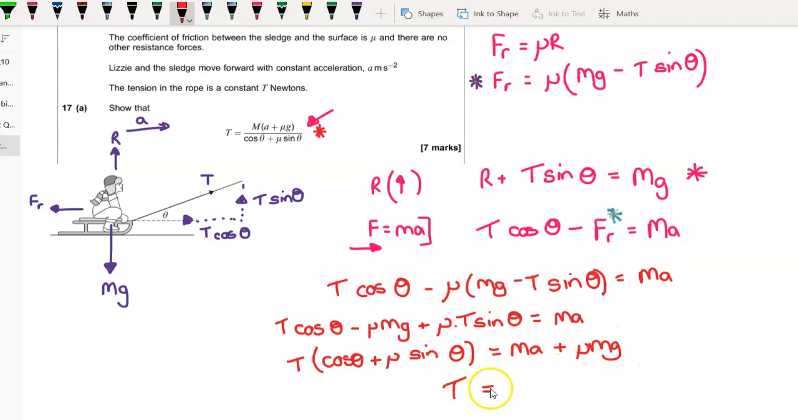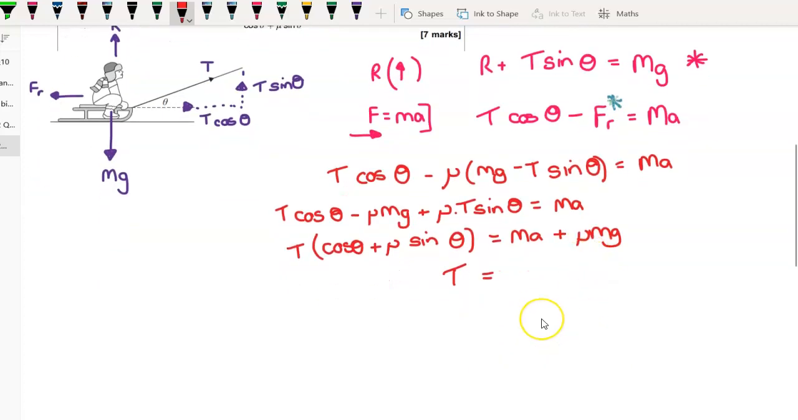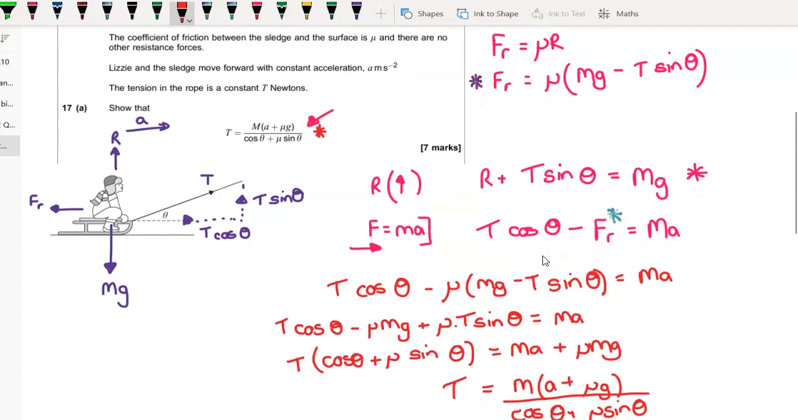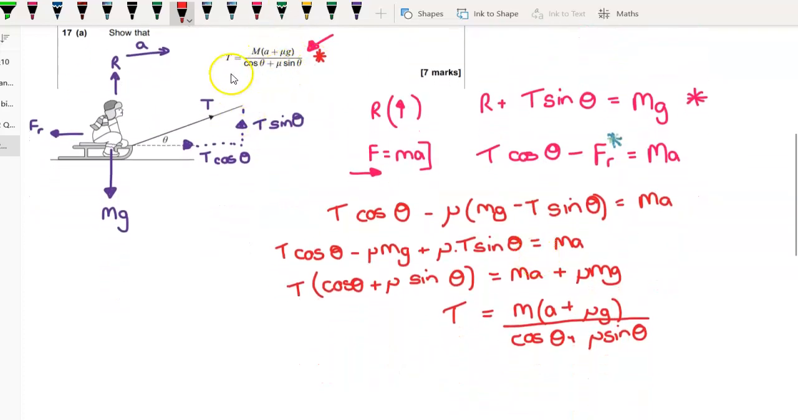So now to get t on its own, we're going to divide by cos theta plus mu sine theta. Let's take a factor of m out there on the top. So we've got a plus mu g all over cos theta plus mu sine theta. And I think if we go up, m equals a plus mu g over cos theta plus mu sine theta. Boom! 7 marks.